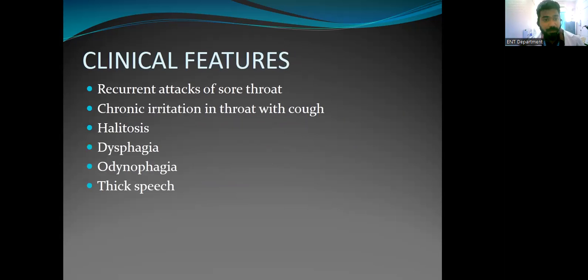Clinical features, which include recurrent attacks of sore throat. So the patient will complain of recurrent attacks of sore throat. Usually they will have severe attacks, so every month they will have attacks of sore throat. So that's a kind of feature that chronic tonsillitis will present with, and chronic irritation in throat with cough, and halitosis, like I said, bad breath, and dysphagia, odynophagia, and thick speech. Okay.